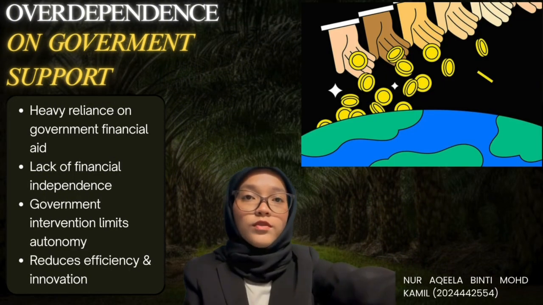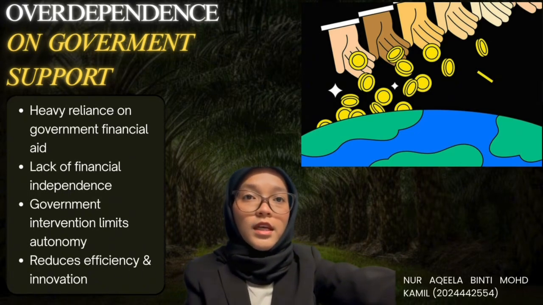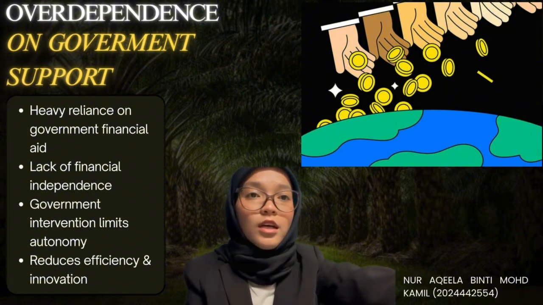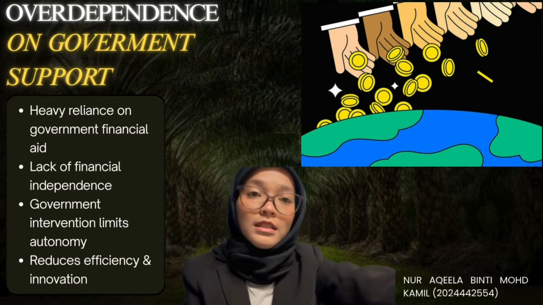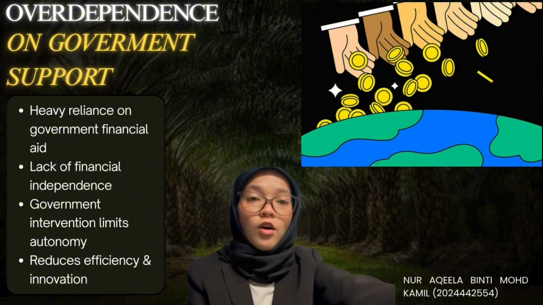Next, one of the major challenges faced is overdependence on government support. Many settlers rely heavily on financial aid and subsidy provided by the government. While this support is helpful, it can lead to a lack of financial independence among the settlers. As a result, they may become less motivated to improve their own productivity or explore new business opportunities.